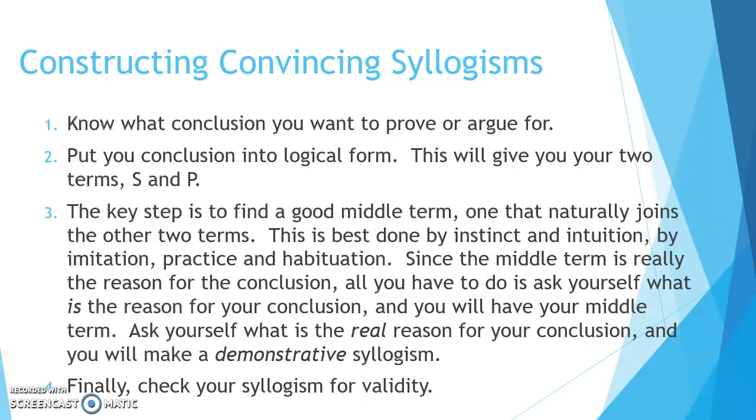Constructing convincing syllogisms. First, know what conclusion you want to prove or argue for. Second, put your conclusion into logical form. This will give you your two terms, the subject and predicate, S and P. The key step is to find a good middle term, one that naturally joins the other two terms. This is best done by instinct and intuition, by imitation, practice, and habituation.